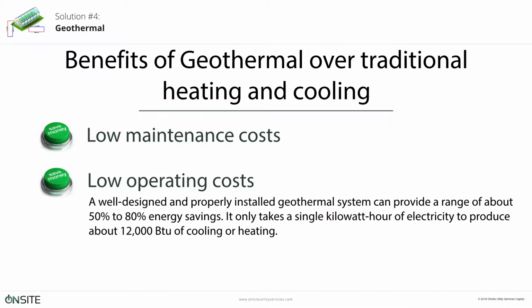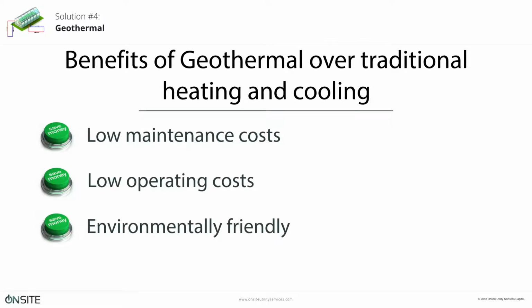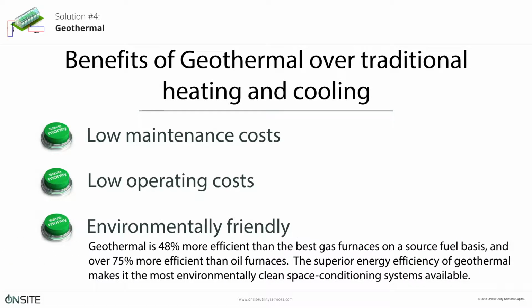A well-designed and properly installed geothermal system can provide a range of about 50 to 80% energy savings. It only takes a single kilowatt-hour of electricity to produce about 12,000 BTUs of cooling or heating. And it's environmentally friendly. Geothermal is 48% more efficient than the best gas furnaces on a source fuel basis, and over 75% more efficient than oil furnaces. The superior energy efficiency of geothermal makes it the most environmentally clean space conditioning system available.